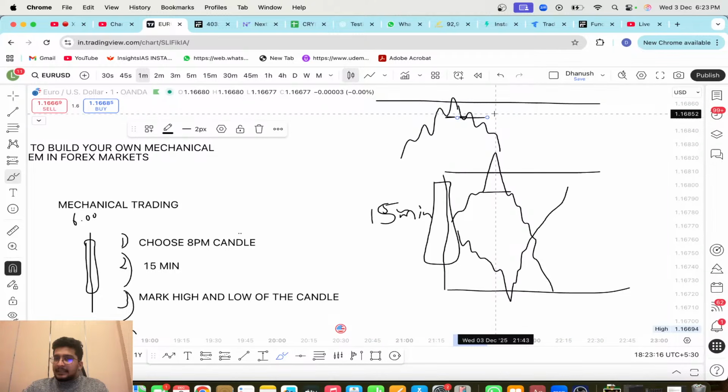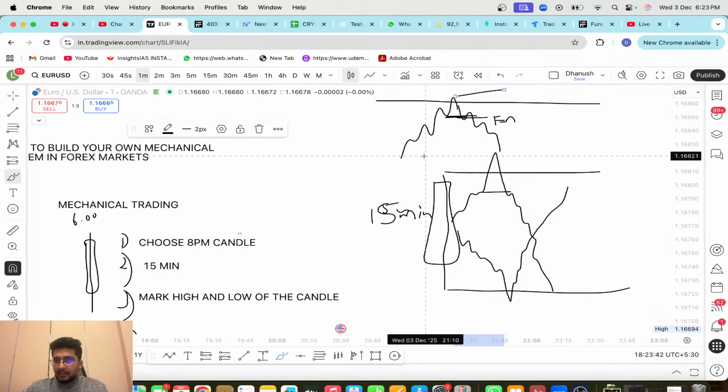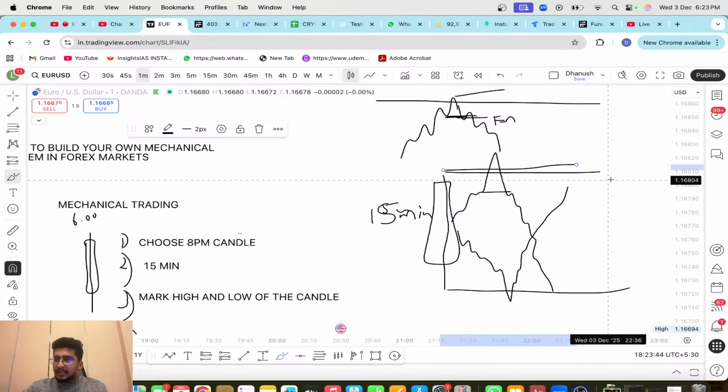Once the market is closing below this latest pullback, we can confirm that the market has changed its structure. So here we can enter. Here is going to be our entry, and above this is going to be our stop loss, and below this we can aim for the lows as the target.